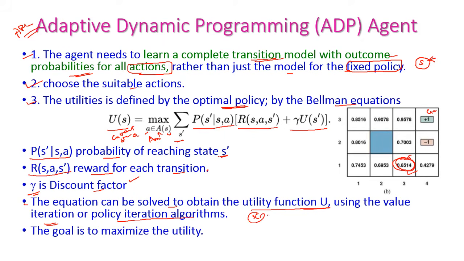What is the goal of this agent? To maximize the utility. Maximizing the utility for all the states is the main goal of the active reinforcement learning agent.